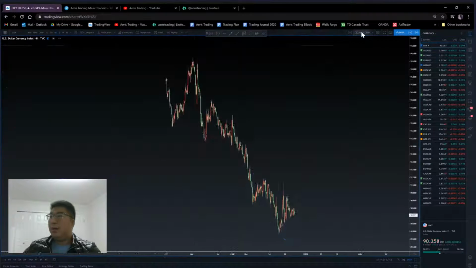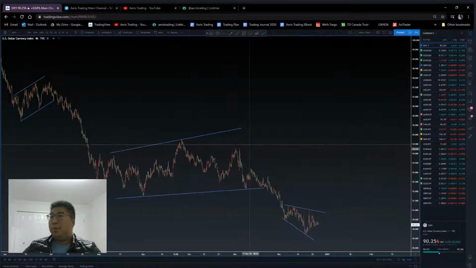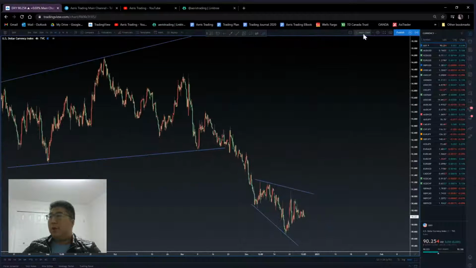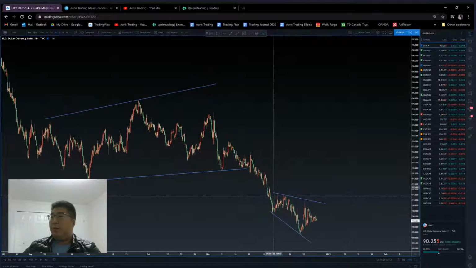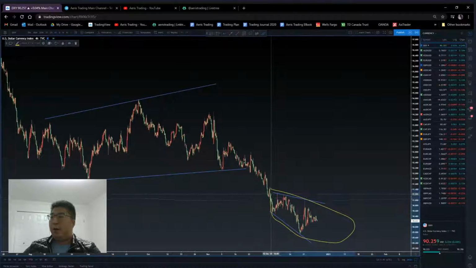So DXY, someone asked about DXY. My approach is the same with the dollar. We're still in this overall kind of potential reversal structure. This is kind of what I'm seeing as it corrects itself more and more and more. This doesn't seem like a continuation as of now, so I'll be waiting to see what will happen here for the dollar.